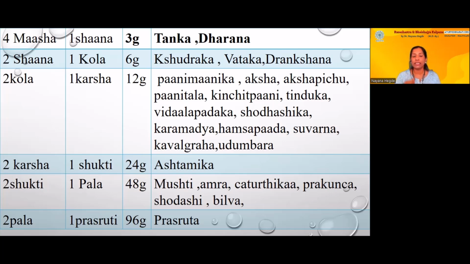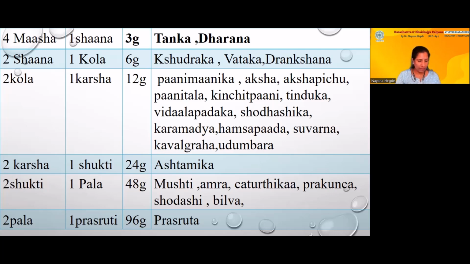The synonyms are Mushti, Amra, Chaturthika, Prakuncha, Shodashi, Bilva. Here the weight of the Amra and the Bilva Phala. Shodashi is made up of 16 Shana, that is the reason they have given Shodashi. Mushti is the quantity which can be held by the fist. Nakha antaha mushtihi. That is the quantity of drug which can be held in one mushti.